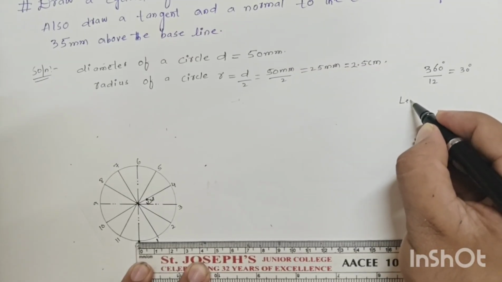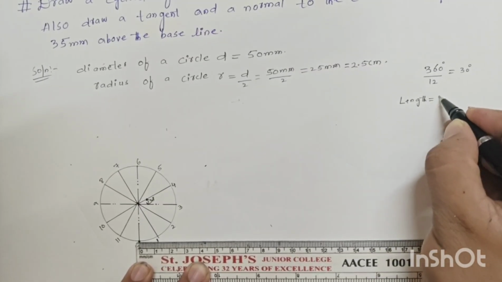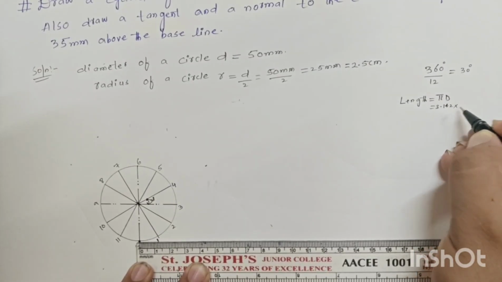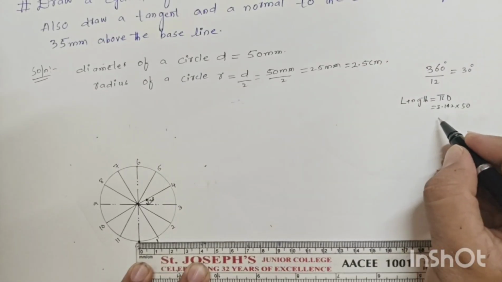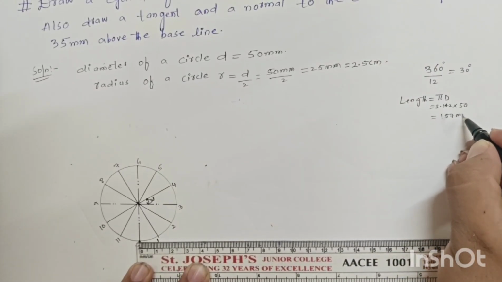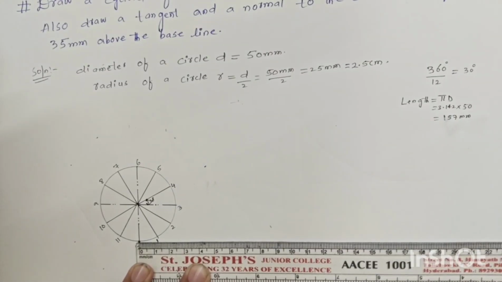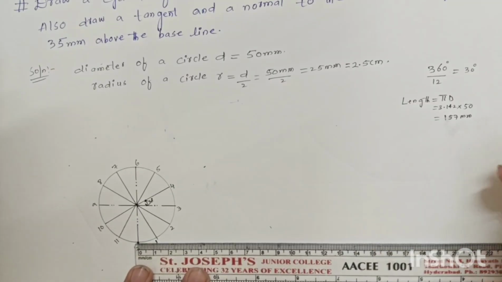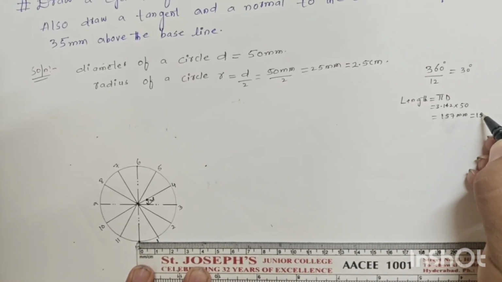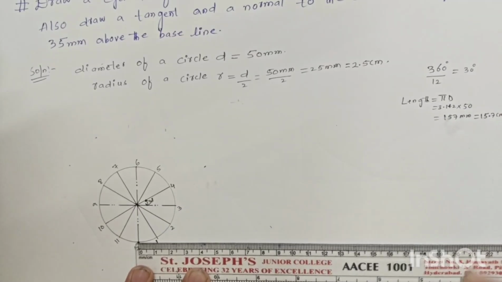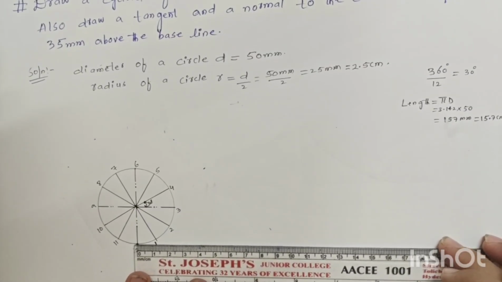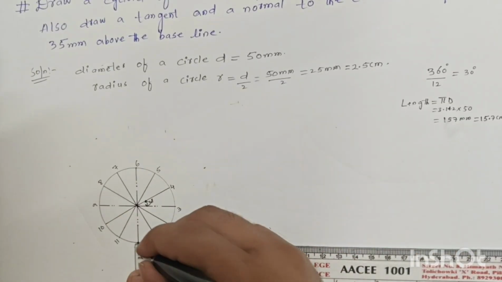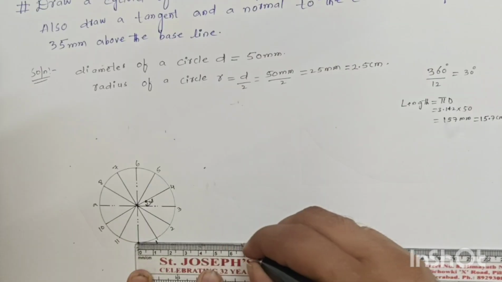The length is pi d. Pi value is 3.142. Diameter how much is given? 50 is given. If you multiply, 157 millimeter. Clear? 157 point something will be there. You can consider over here only 157 millimeter, nothing but 15.7 centimeter. We need to measure a length from the baseline. So this line we can say baseline, on which this ball or roller rolls on the horizontal surface.